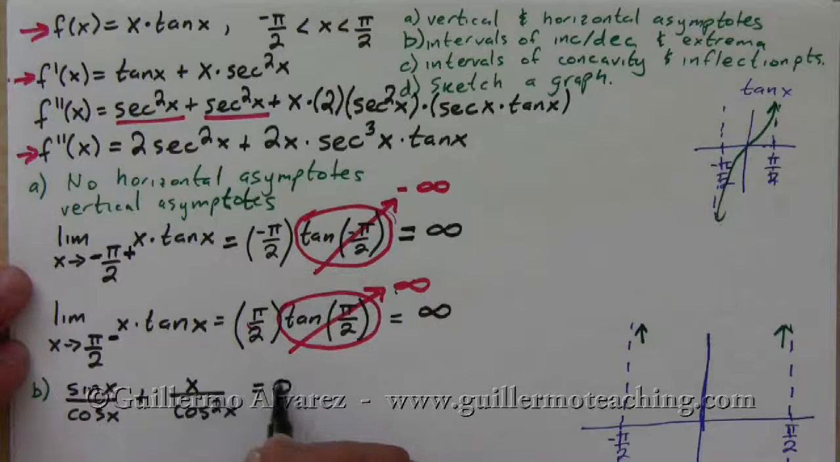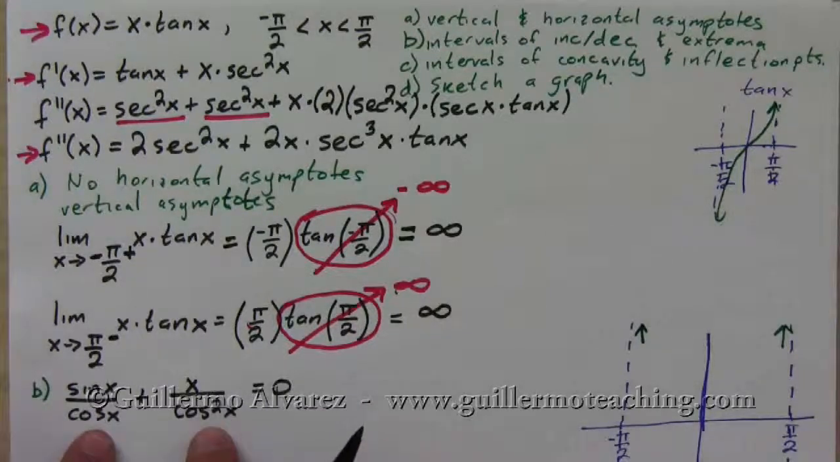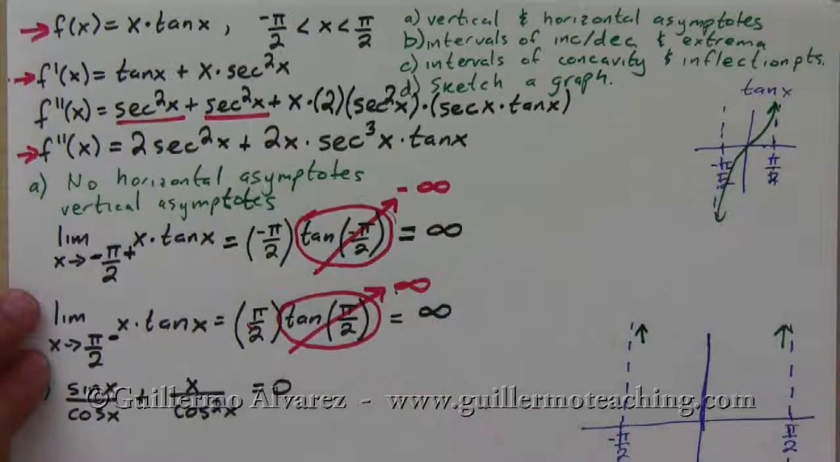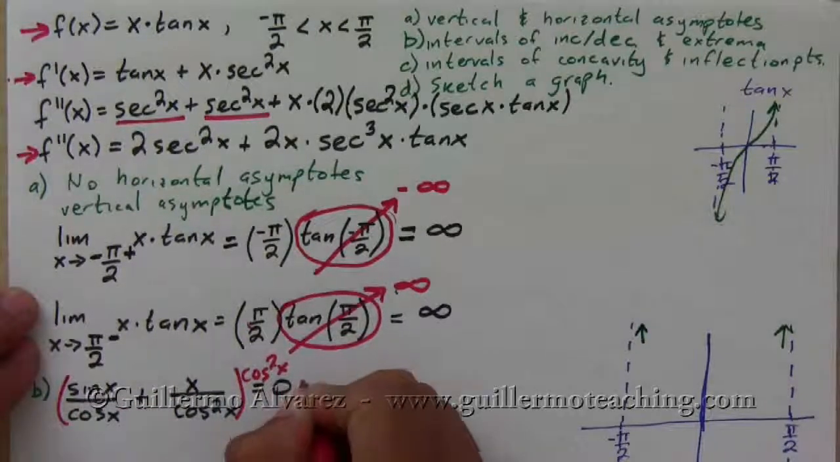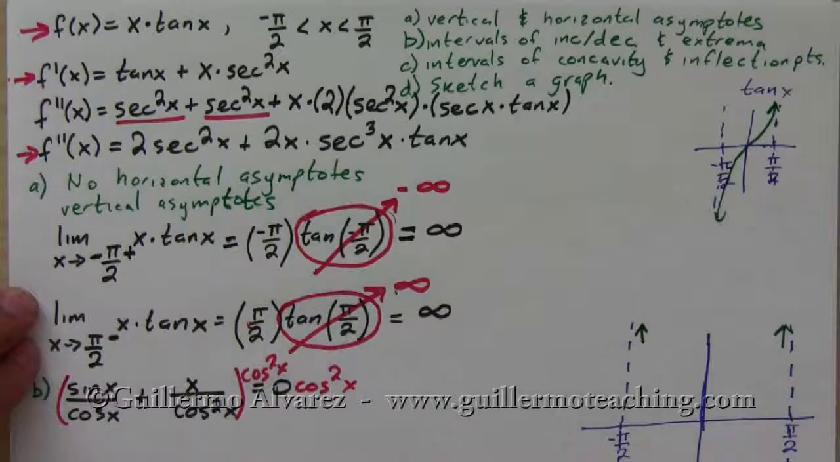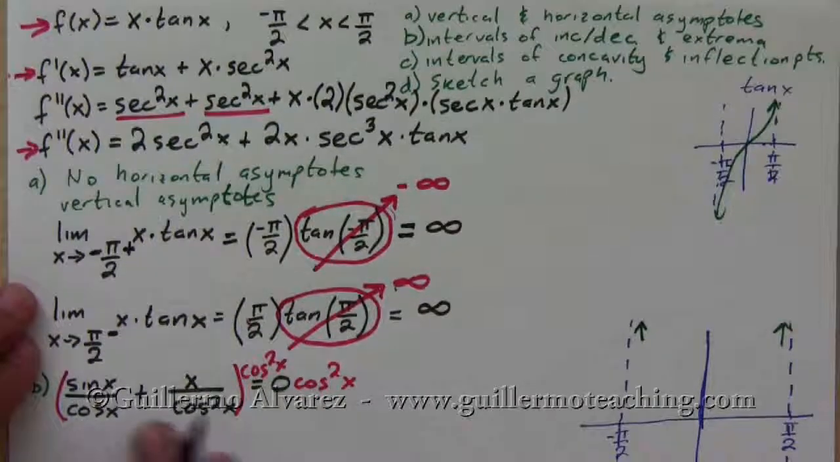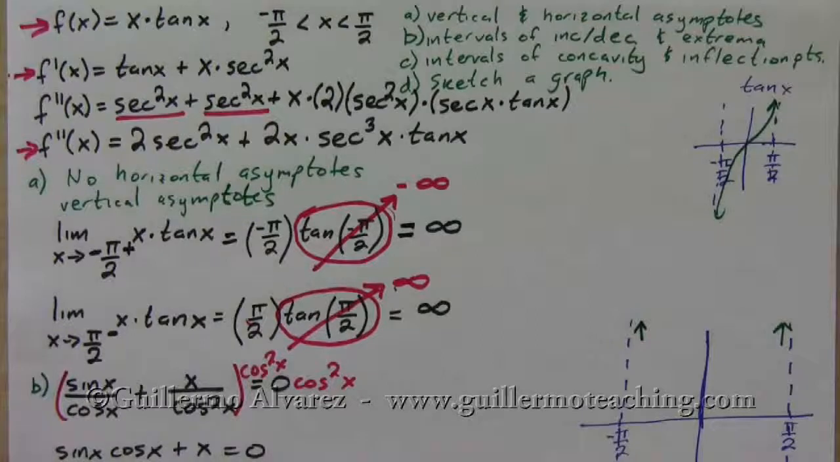And what I'm trying to figure out is when this is equal to 0. Well, first of all, cosine is equal to 0 at pi over 2, but cosine isn't equal to 0 anywhere inside of this interval. So since cosine is never equal to 0, I can multiply both sides by cosine squared, and that's going to help me get rid of the denominators. So what I'm going to have is sine x cosine x plus x is equal to 0.